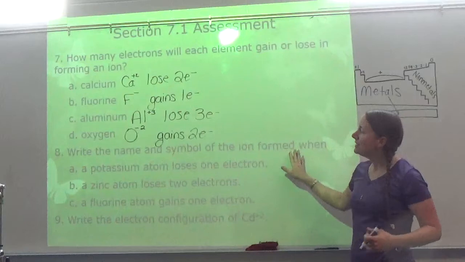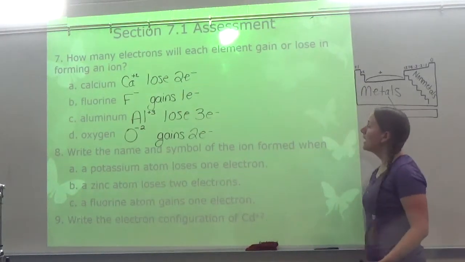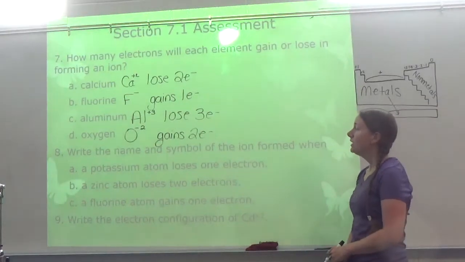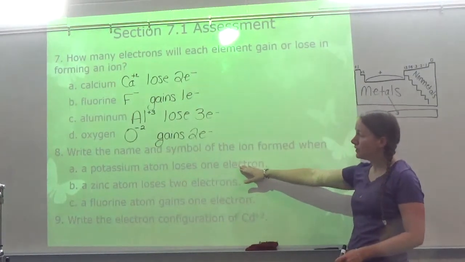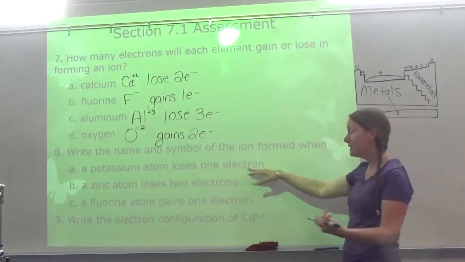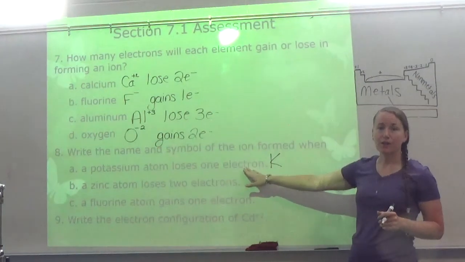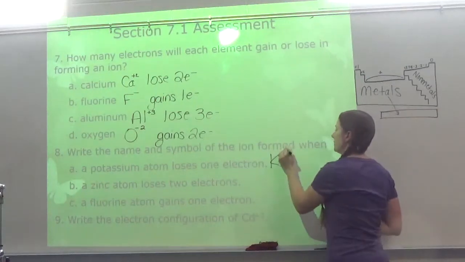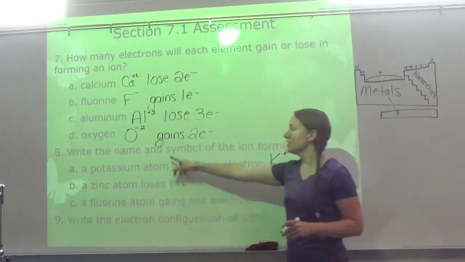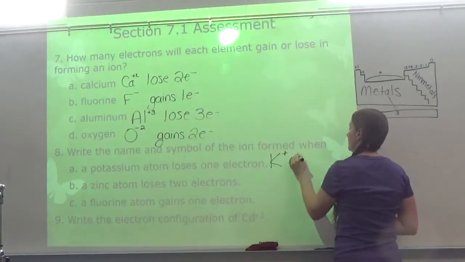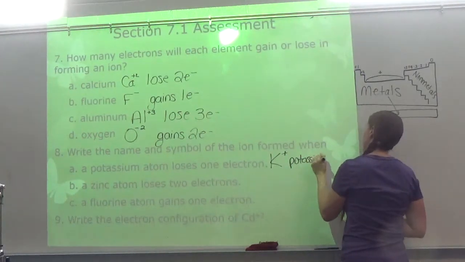All right, so number 8, it says write the name and symbol of the ion formed when a potassium atom loses 1 electron. Well, if a potassium atom loses 1 electron, potassium, first of all, is K. Let's write the symbol. And if it loses 1 electron, it has a positive 1 charge. So we call it K positive. Well, it also wants the name. Well, since it's positive, we don't change the name. It would just be called potassium ion.